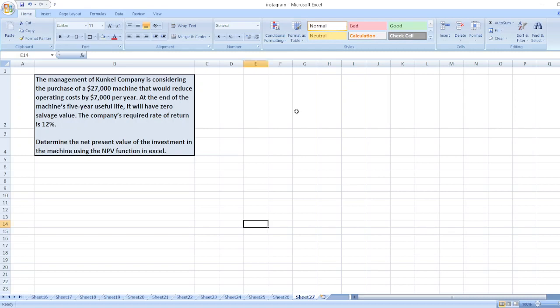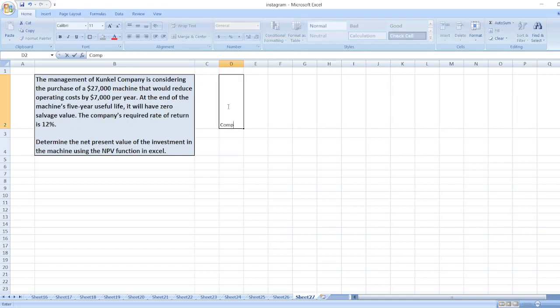Hey guys, the question is, the management of Kunkel Company is considering the purchase of a $27,000 machine that would reduce operating cost by $7,000 per year. At the end of the machine's 5-year useful life, it will have zero salvage value. The company's required rate of return is 12%. Determine the net present value of the investment in the machine using the NPV function in Excel.